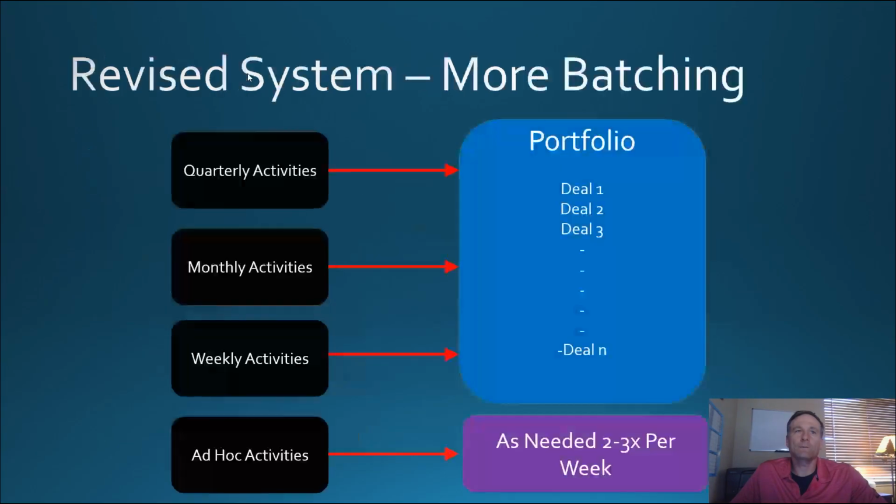What I've moved to now is a system that has more batching. A lot of these routine tasks, I've got them divided up based on their cadence. So I have certain things that happen on a quarterly basis, like checking taxes and checking insurance, things that happen on a monthly basis, like checking to see if payments came in, and other things that happen on a weekly basis, like sweeping through the portfolio to check legal status on different things. And then there are all these other processes that get spawned.